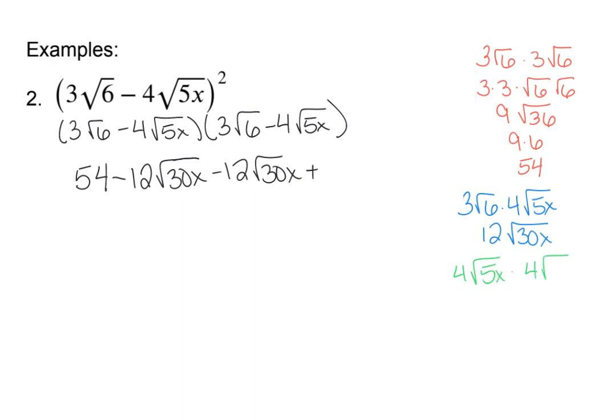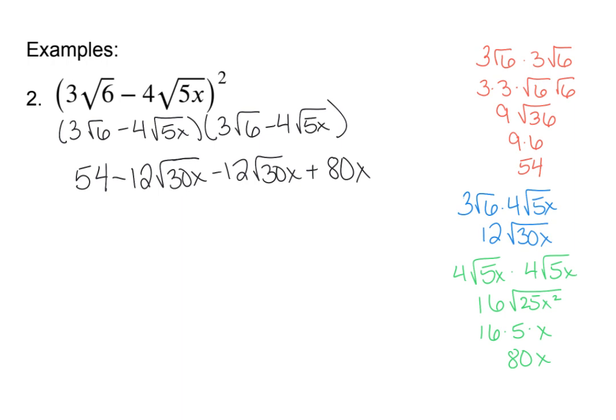times 4 root 5x. Well, the 4's are both outside of the root, so we can multiply those. And under the root, we're going to have 5x times 5x, or 25x squared, which is all things we can do the square root of. 16's regular 16, so we'll leave him there. The square root of 25 is 5, and the square root of x squared is x. Let's see, 16 times 5, that's going to be 80. So 80x is the L in FOIL.